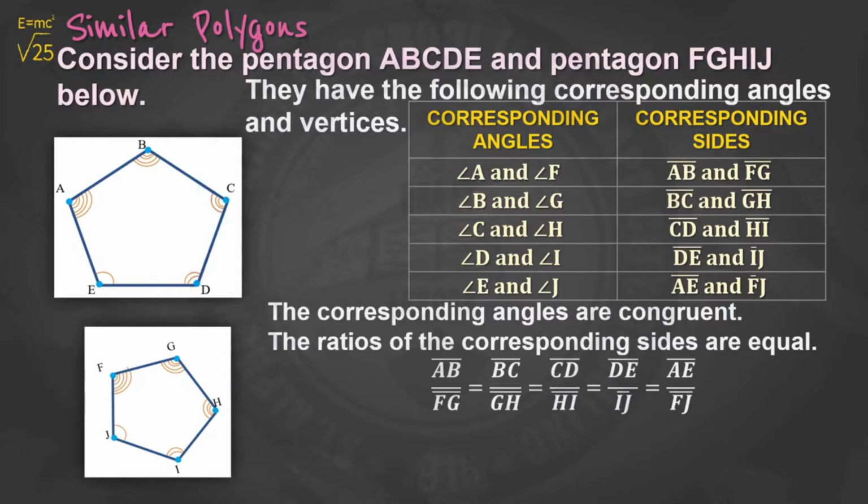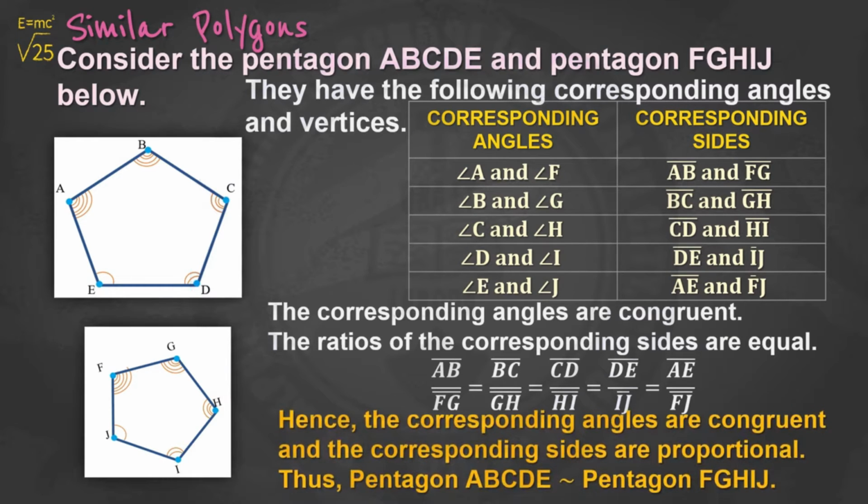So we have the following representation wherein the ratios of each corresponding sides are equal. Segment AB over segment FG is equal to segment BC over segment GH, and that is also equal to segment CD over segment HI, equal to segment DE over segment IJ, equal to segment AE over segment FJ. Hence, the corresponding angles are congruent, and its corresponding sides are proportional. Thus, pentagon ABCDE is similar to pentagon FGHIJ.